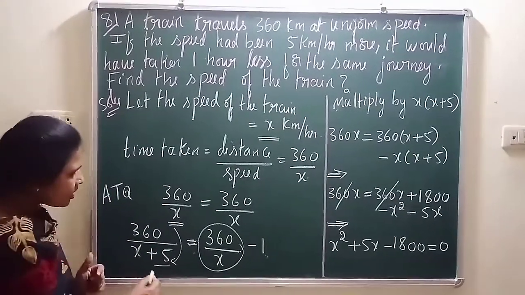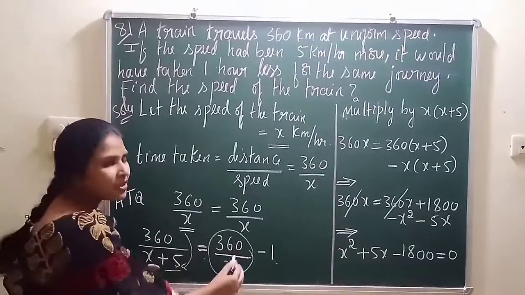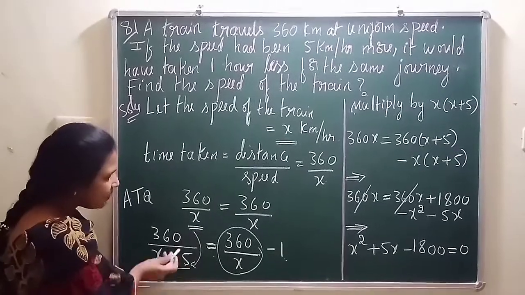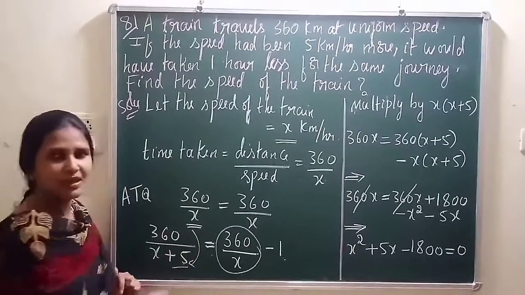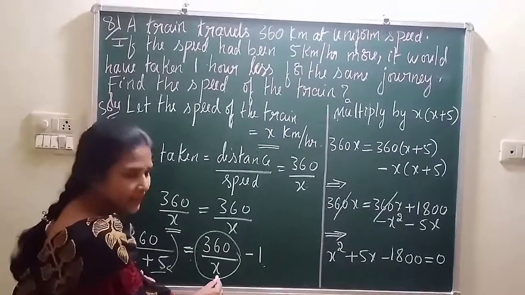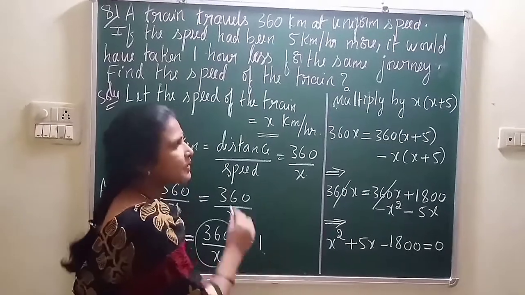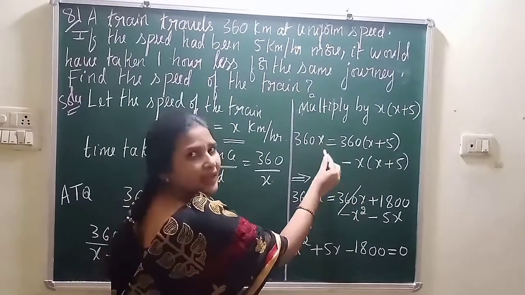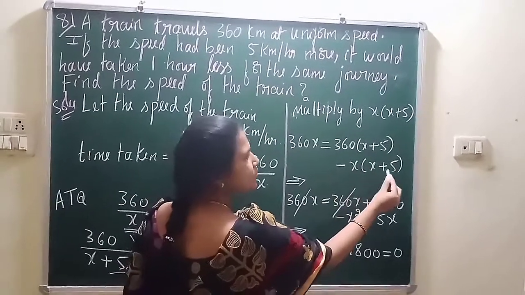As I said before, the denominators are x and x plus 5. Multiply each term by x into x plus 5. What are we going to get? When I multiply here by x into x plus 5, x plus 5 gets cancelled and x remains as it is. Here x gets cancelled, x plus 5 remains as it is. Here x into x plus 5 remains as it is. So we got 360x equal to 360 into x plus 5 minus x into x plus 5.